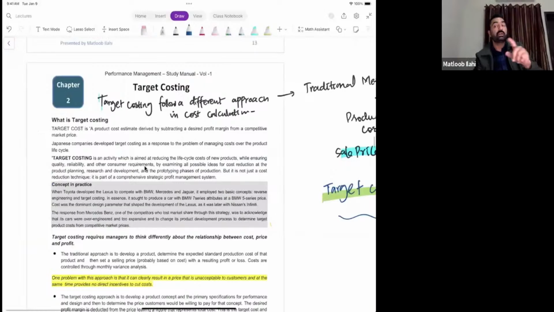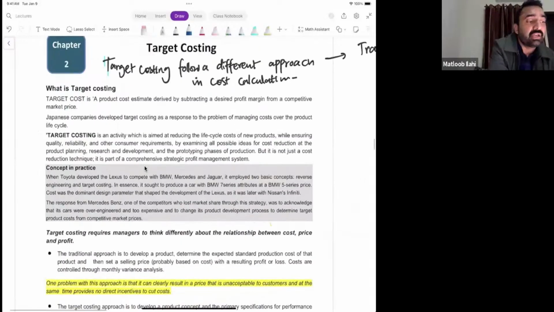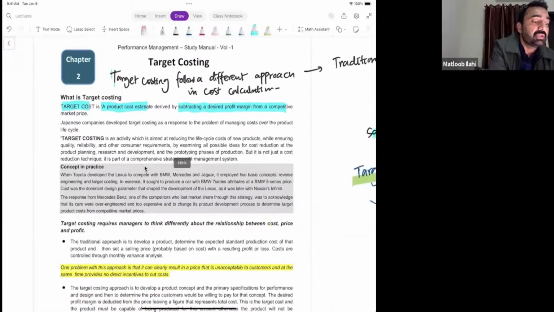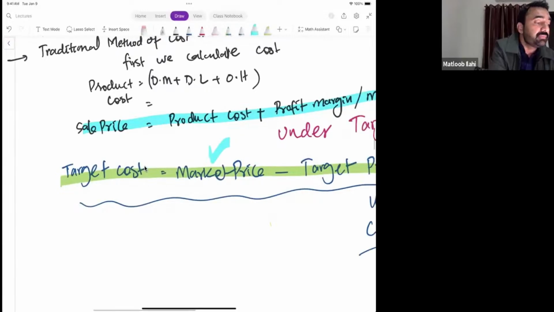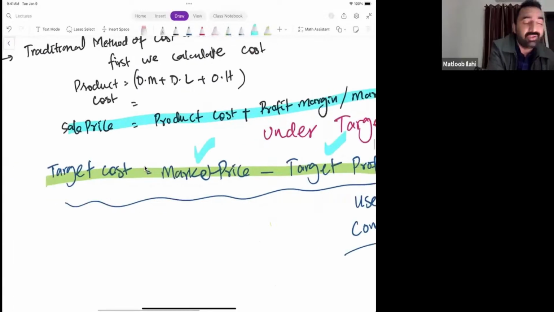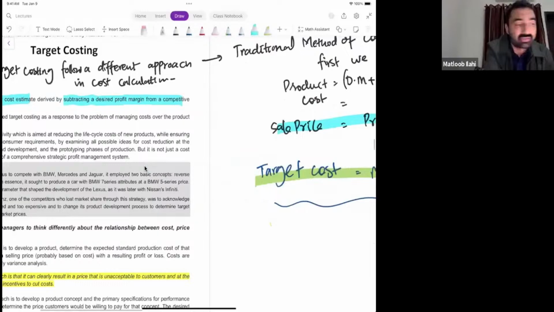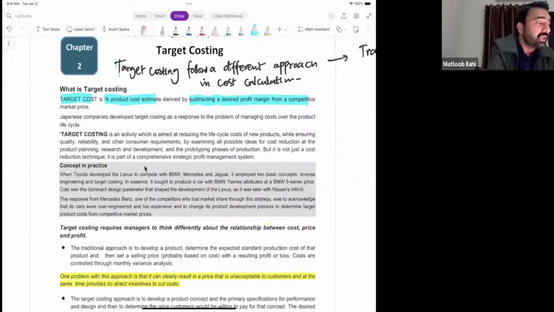Now we can look at the definition. Target cost is a product cost estimate derived by subtracting a desired profit margin from a competitive market price. So this is the market price, and this is the target profit. We deduct to calculate target cost. Very interesting and very different way of product cost calculation.